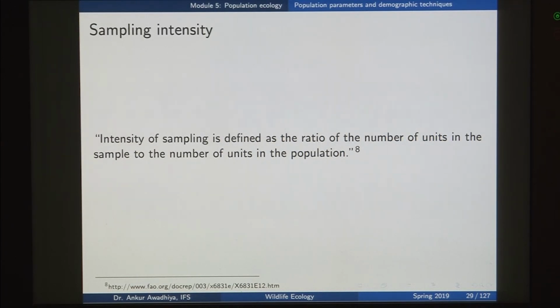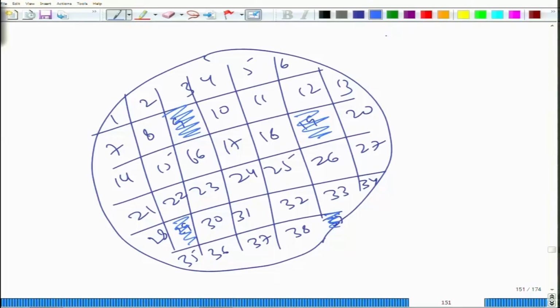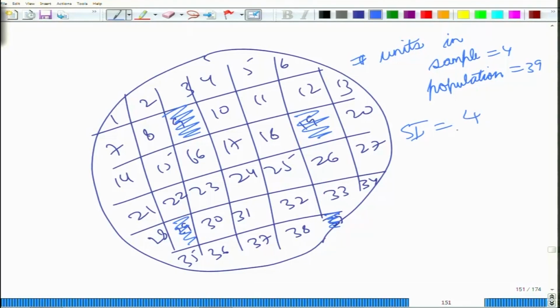Next we have sampling intensity. Sampling intensity or intensity of sampling is defined as the ratio of the number of units in the sample to the number of units in the population. So, in this particular case our number of units in sample is 4 and the number of units in population is 39. So, in this case sampling intensity is given by 4 by 39.